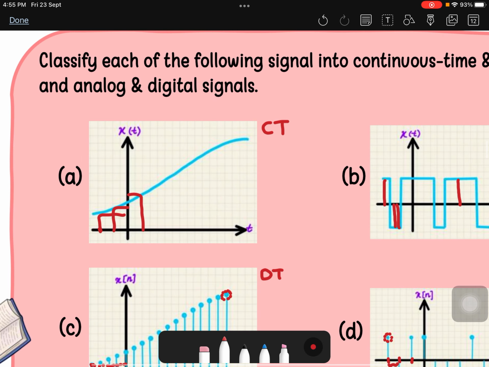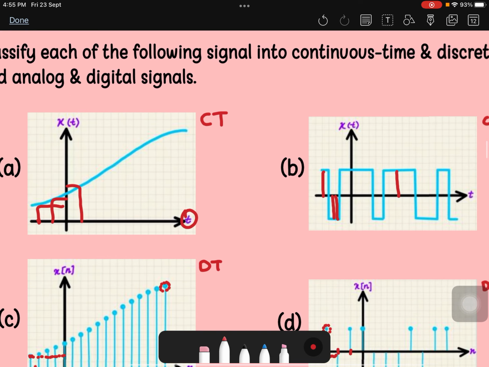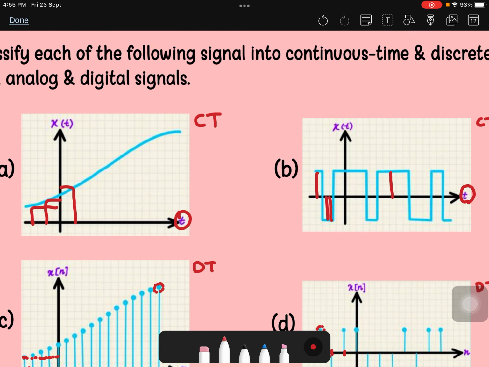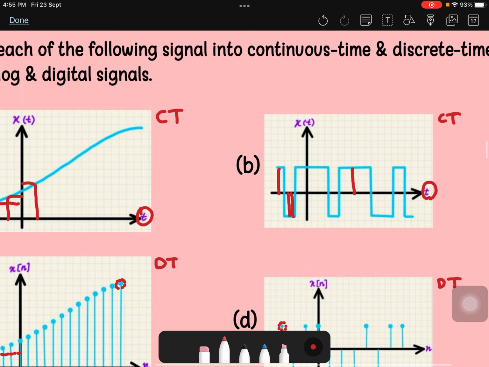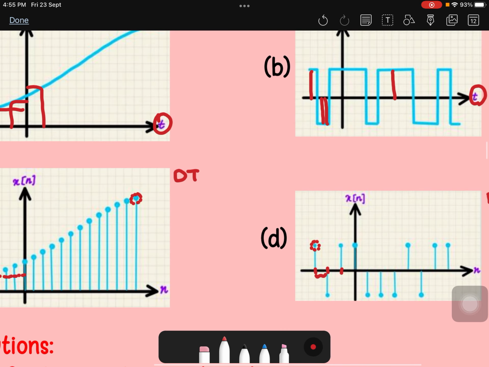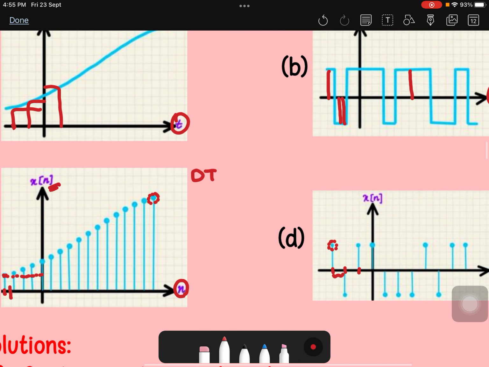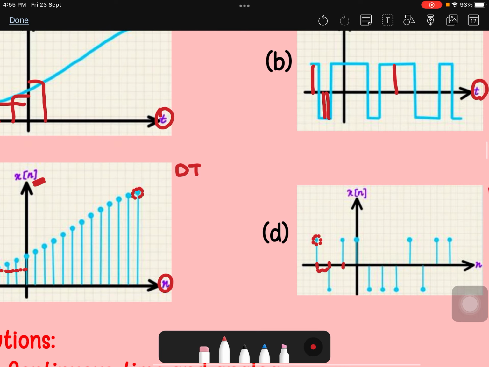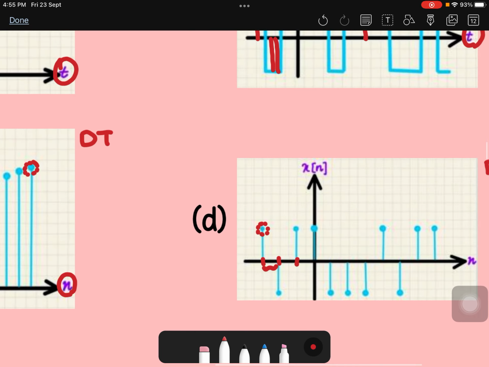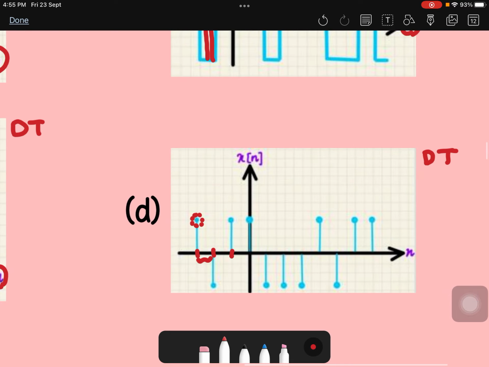For figure A here, we use the symbol t to denote the independent variable, which is denoted by the horizontal axis, the x-axis over here. Therefore this is a continuous time signal. Similarly, for this one we use the symbol t, so again this is a continuous time signal. And for this one we use the symbol n, so here you can see x of n, therefore this is a discrete time signal. Similarly for figure D, we use the symbol n, we have x of n over here, so therefore this is a discrete time signal.